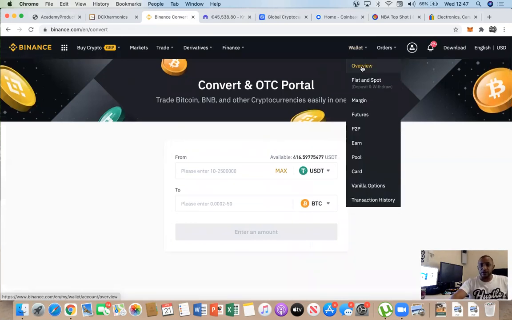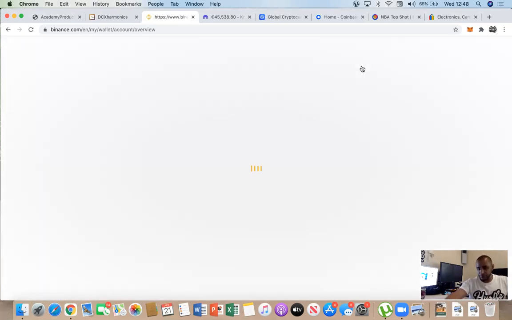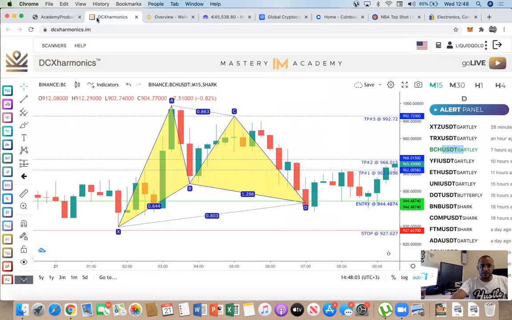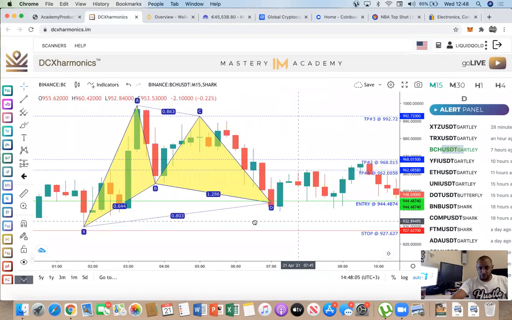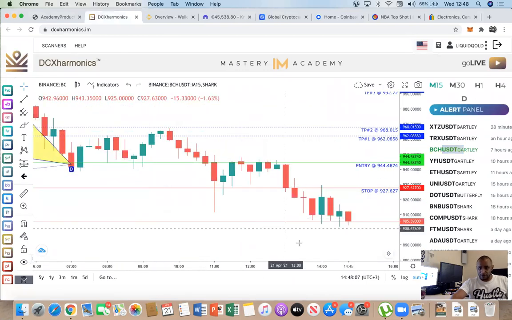I can trade it against any coin, right? So this is the interesting part. Now, let's go into our DCX Harmonics. Oh, we had some good trades come in.